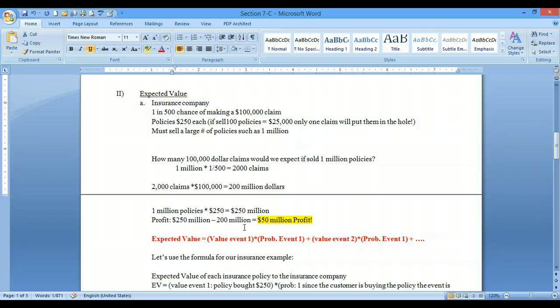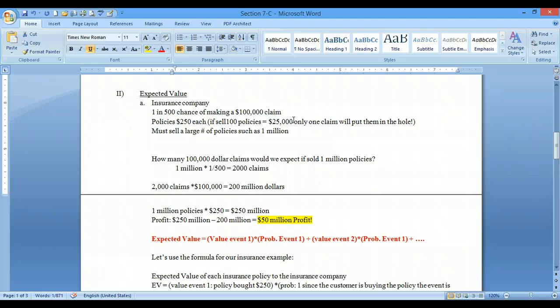Roman numeral 2, expected value. We're going to first talk about an insurance company. Let's suppose that they have a 1 in 500 chance of a claim holder or a policy holder making a $100,000 claim. And let's suppose that the policies are about $250 each. So if they sell 100 policies, 100 times $250 gives us $25,000. Which, if one person made a claim out of these 100 policies, it would put them in the hole with just one claim.